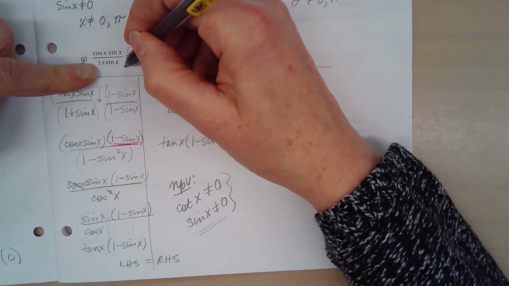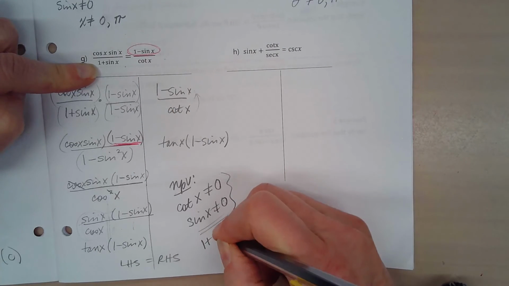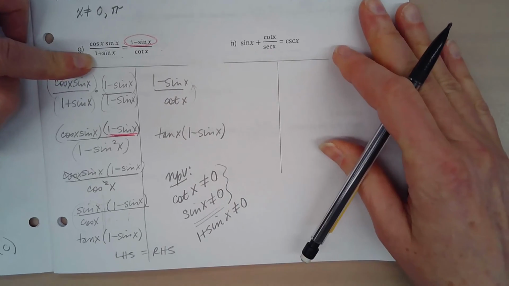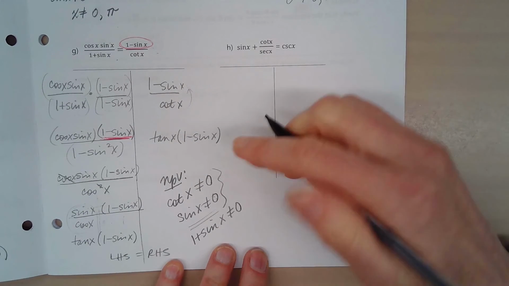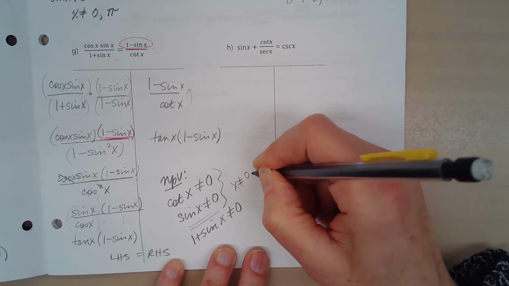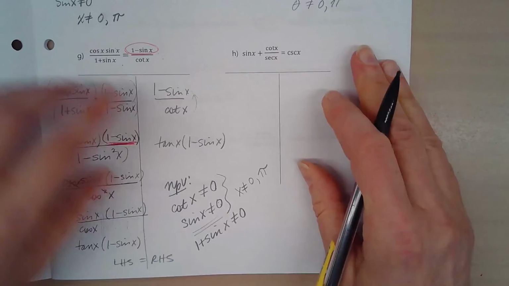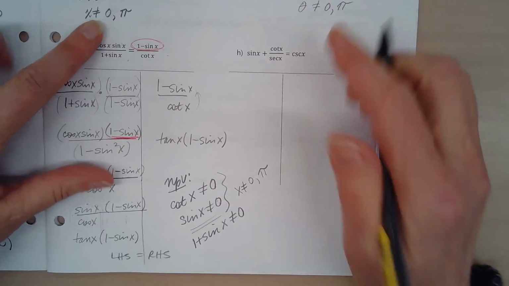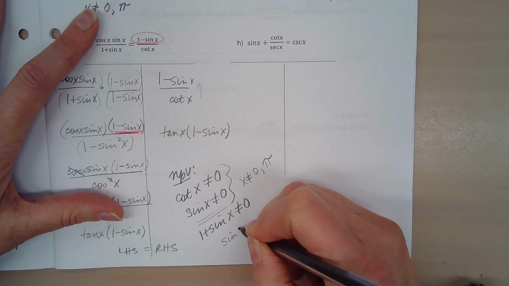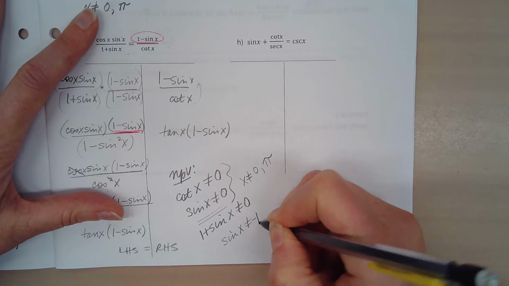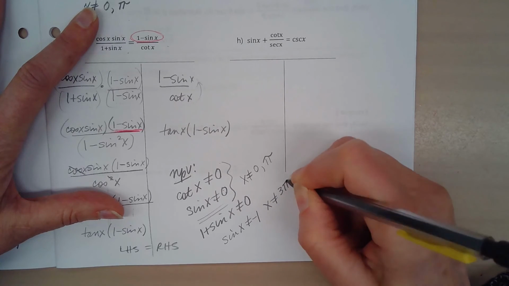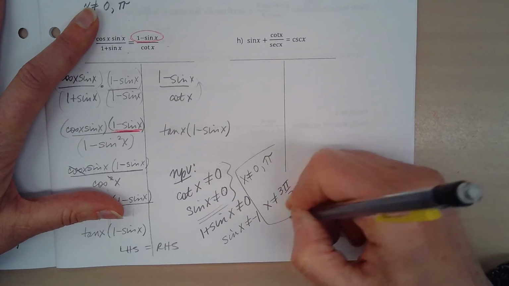What about this one? 1 plus sine also can't equal 0. Agreed? Okay, so where does sine equal 0 from 0 to 2 pi? That's my 0 and my pi, correct? Same as we had in A and B, or 1 and 2. And what about this one? So that means sine of x can't equal -1, so x also can't equal 3 pi on 2. Right? So these are my non-permissibles this time.